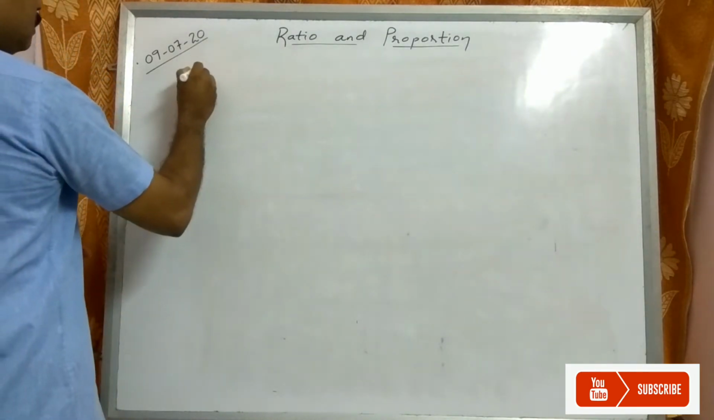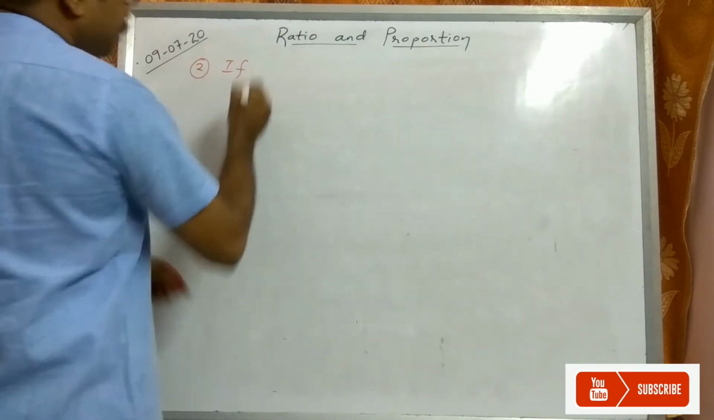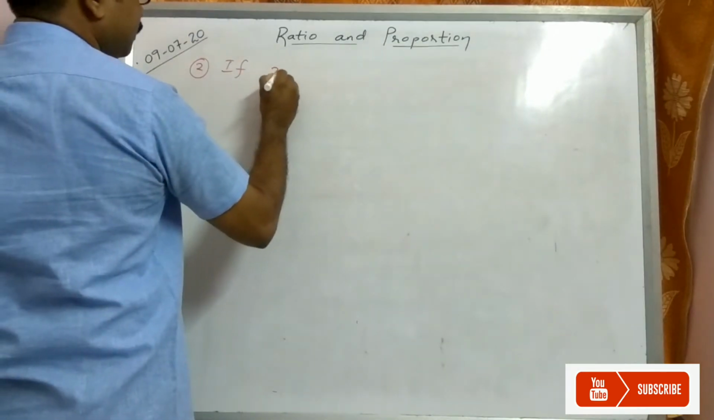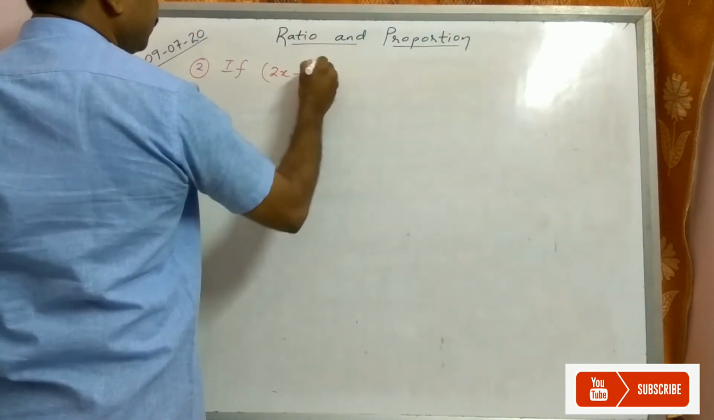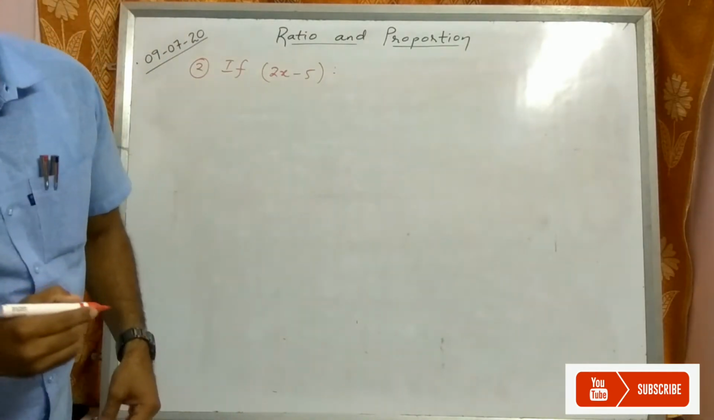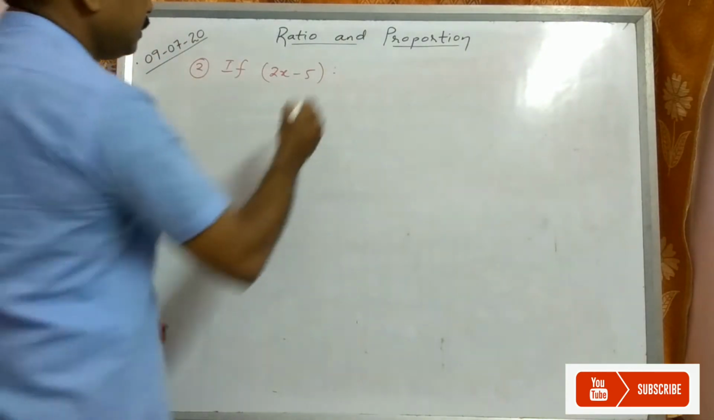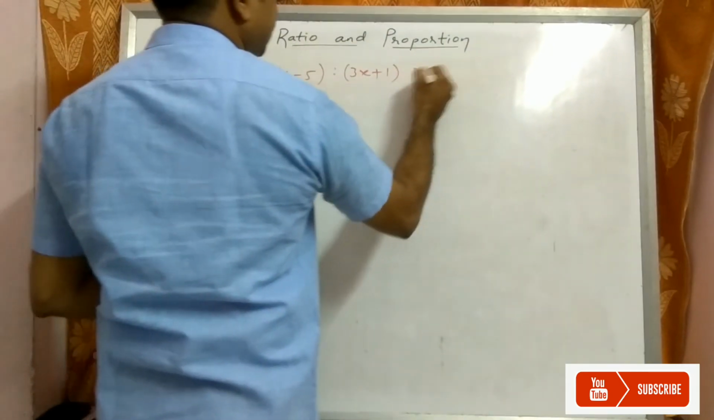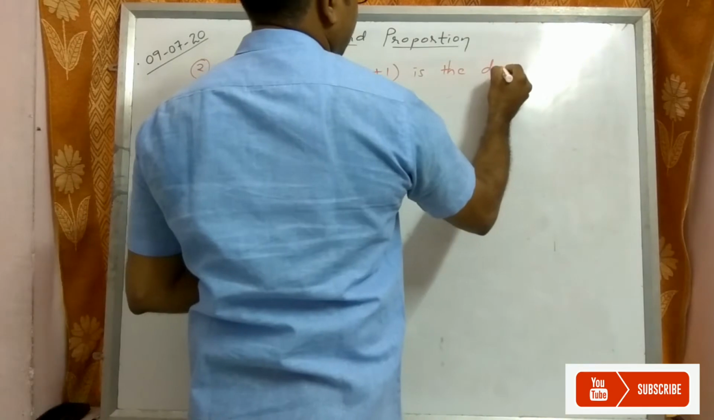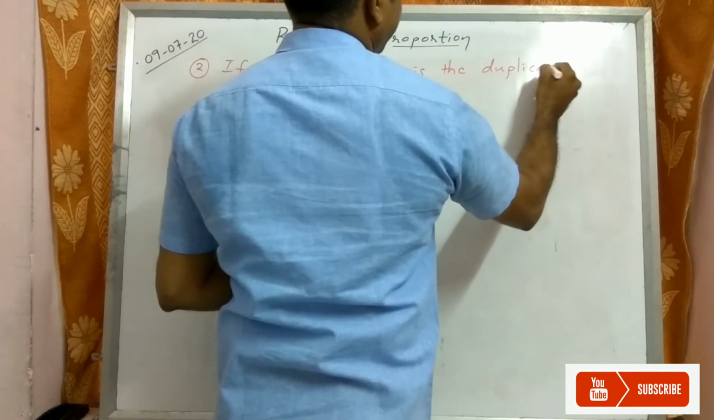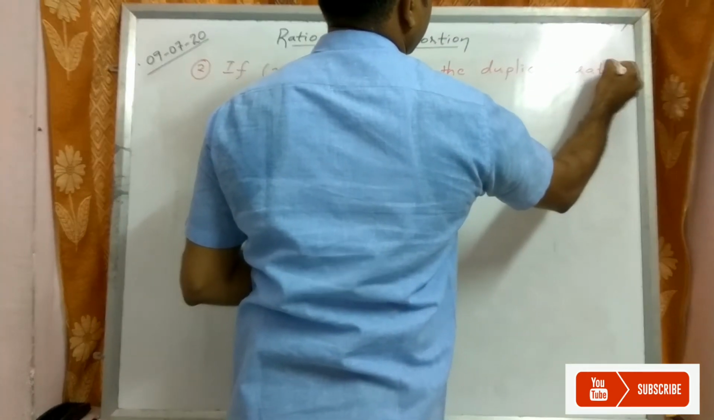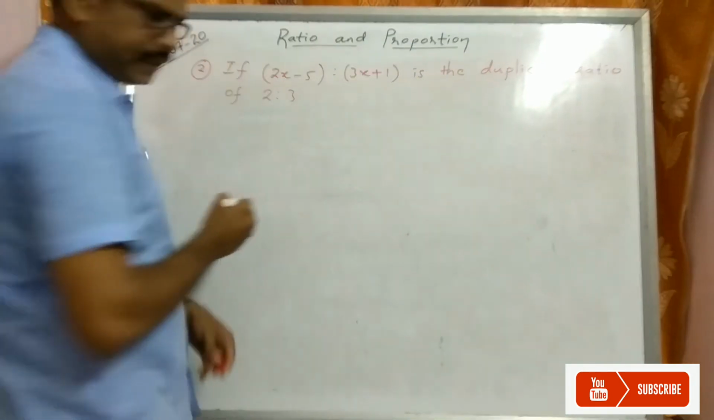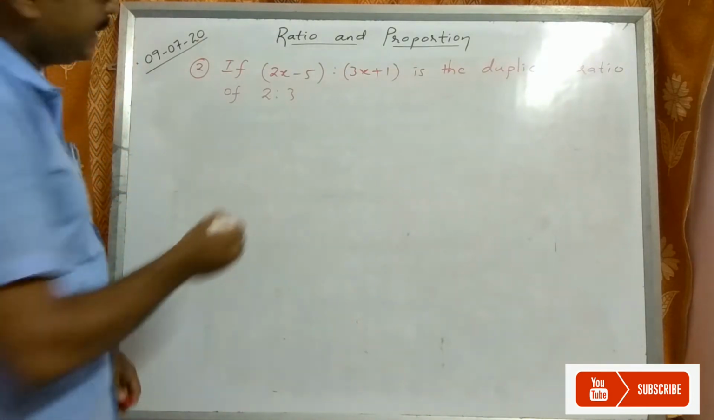Second question. If 2x minus 5 is to 3x plus 1 is the duplicate ratio of 2 is to 3, find x.